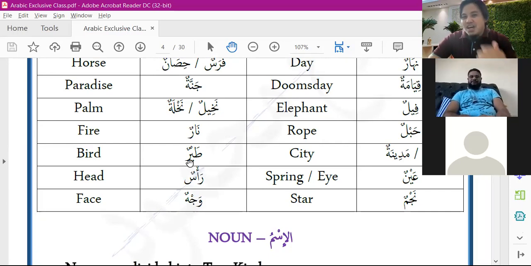Sometimes you will hear ta'irun, and also the airplane, sometimes they call it ta'iratun. In feminine form, ta'iratun means something that is flying, the one who is doing the action of flying. So the doer of the action. Ta'iratun is feminine, ta'irun is masculine. Okay. Ra'sun, head.